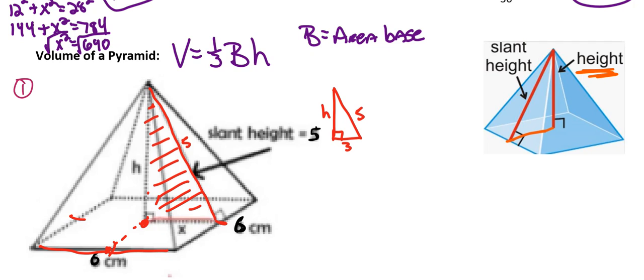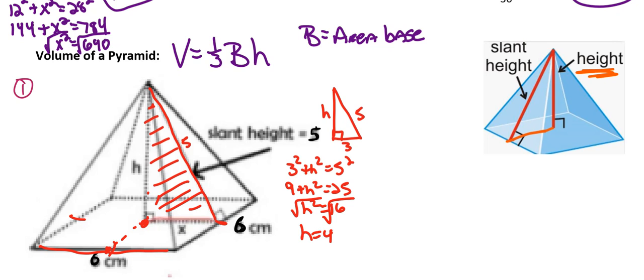And so we're looking for our height. Now, some of you might recognize this as a 3, 4, 5. It's a special triangle. If you don't, use the Pythagorean Theorem: 3 squared plus h squared equals 5 squared. 9 plus h squared equals 25. h squared equals 16, I'm sorry. Square root, h is 4.